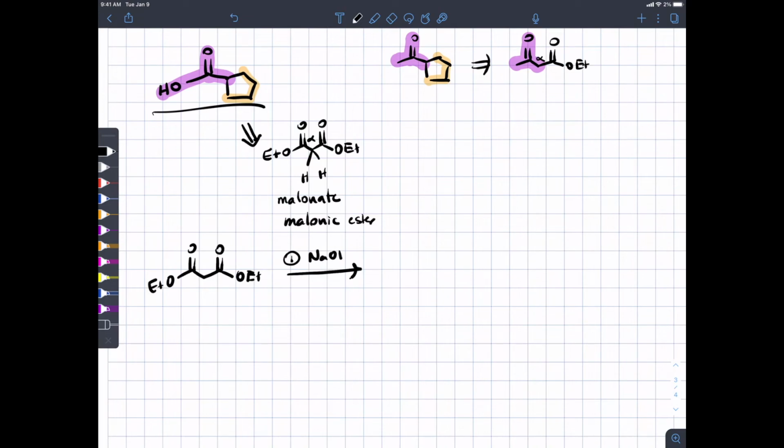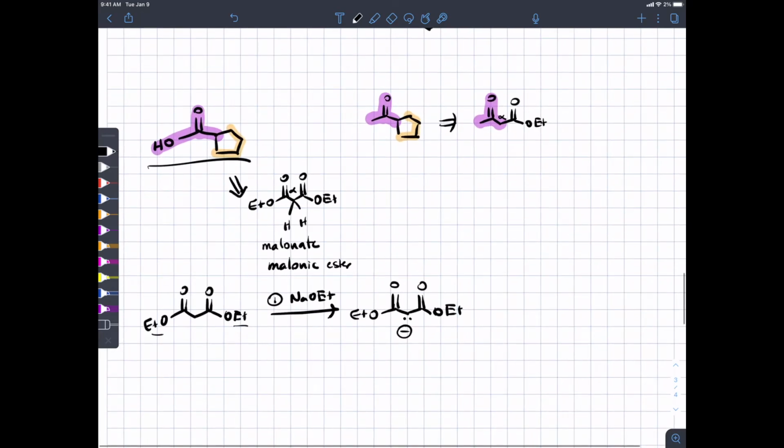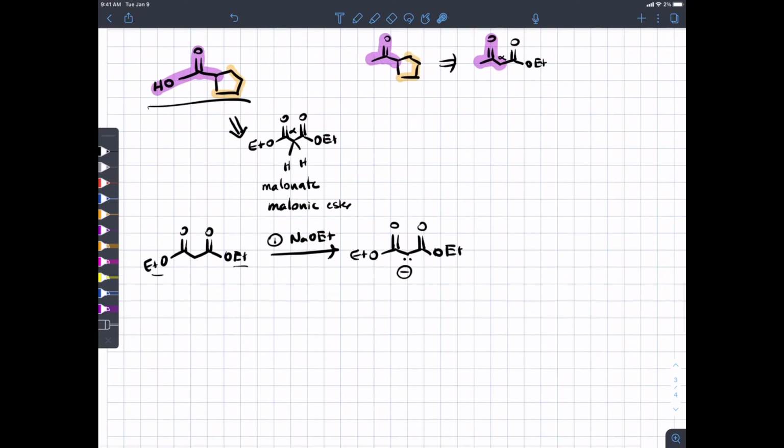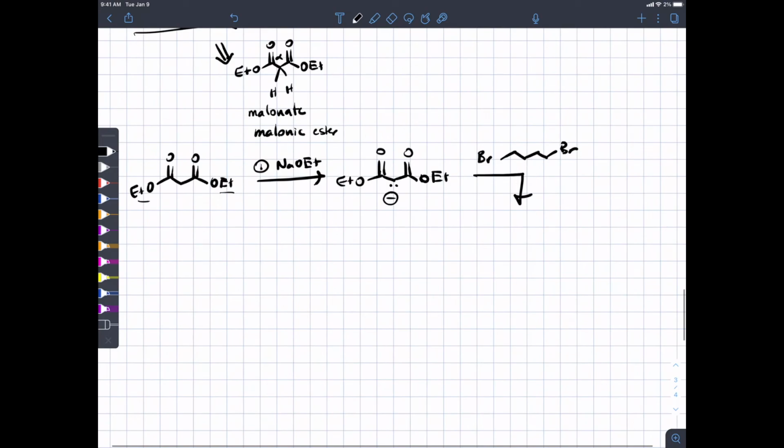So deprotonate with a base that matches the ester groups on both sides. That generates your enolate irreversibly. Then, let's see, how many carbons do we need in our dialkyl chain? Just 4 because it's a 5-membered ring, right? So let's bring in the 4-carbon, 1, 2, 3, 4 alkyl halide. That's going to make the monoalkylated diester, 1, 2, 3, 4.